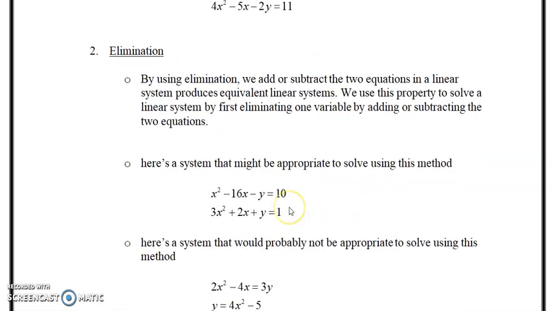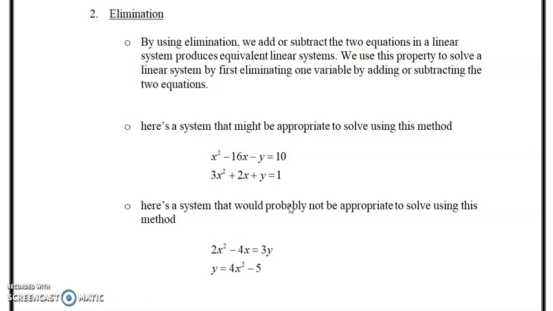Right? Pretty straightforward. Elimination. By using elimination, we add or subtract the two equations in linear systems, which produces equivalent linear systems. We can use this property to solve a linear system by eliminating one variable by adding or subtracting equations. So again, remember that we have to get rid of the linear. What I recommend is that you want to eliminate the y variable, and that'll give you the x squared and the x, and then you have a quadratic, and then you can solve.